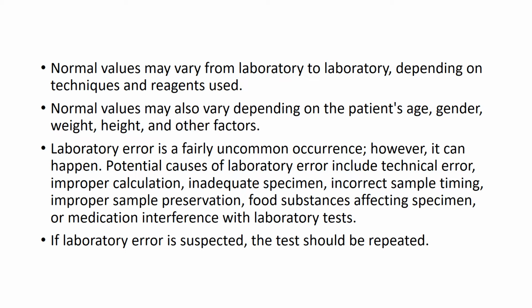Talking about the lab result, normal values of the lab test may vary from lab to lab depending on techniques and reagents used. Normal values may also vary depending on the patient's age, gender, weight, height, and other factors. Laboratory error is a fairly uncommon occurrence. However, it can happen. Potential causes of lab error include technical error, improper calculation, inadequate specimen, incorrect sample timing, improper sample preservation, food substances affecting specimen, or medication interference with lab tests. If lab error is suspected, the test should be repeated.